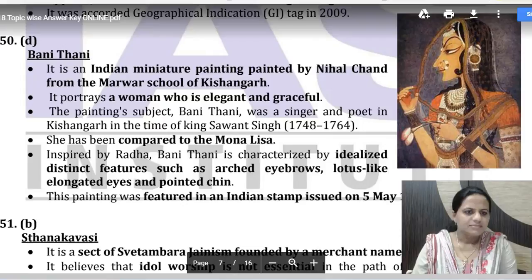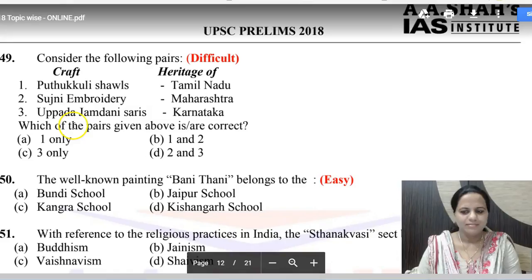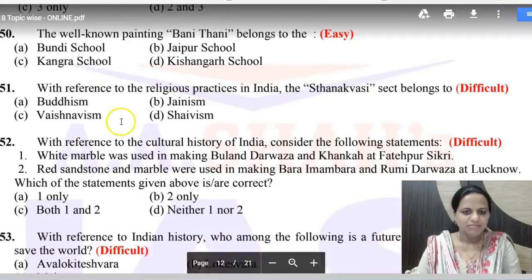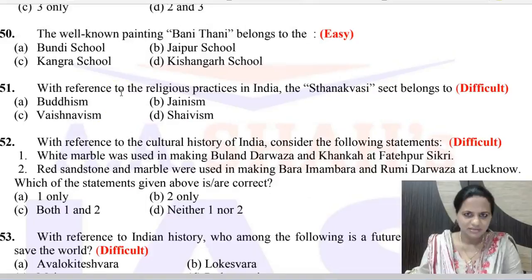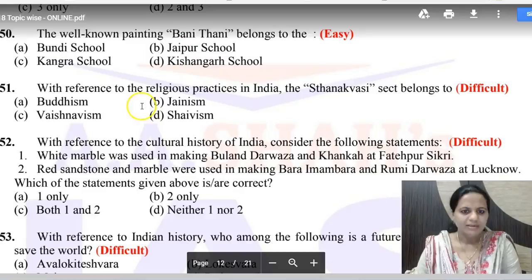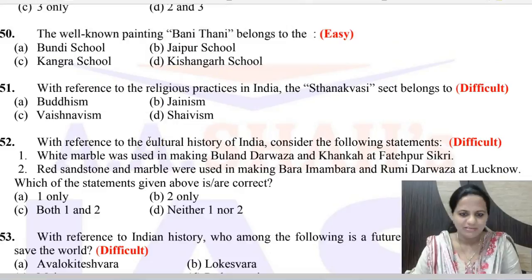Then next is the 50th question. So question number 15, culture, is the easy question according to me. Out of 7 questions in culture from the static part, only this one question is in the easy category. The other 6 are difficult. So there are many people who leave culture, and it seems to be an intelligent decision, at least with respect to these questions.